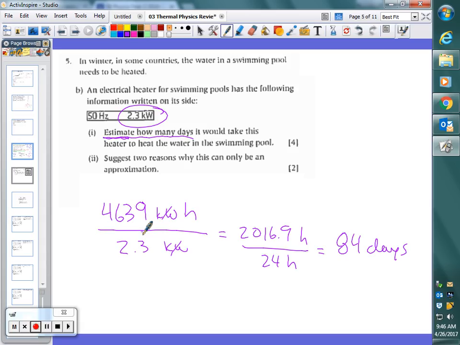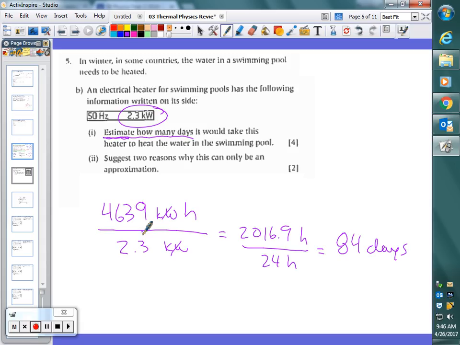And if it is, what's going to happen to that heated water? It's going to lose some of its energy to that air. If it's a windy day, now it's even losing more energy to the air. So, 2 reasons why this can only be an approximation.